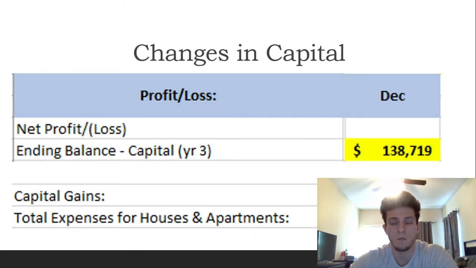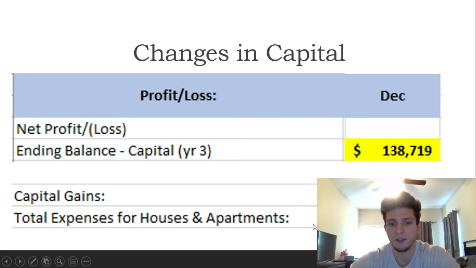But next week I brought in the changes in capital, and this is starting to look at the profit or loss for the year, going off of this budget. So the ending balance for year 3 in capital was about $138,000 before we got $20 million in investments.